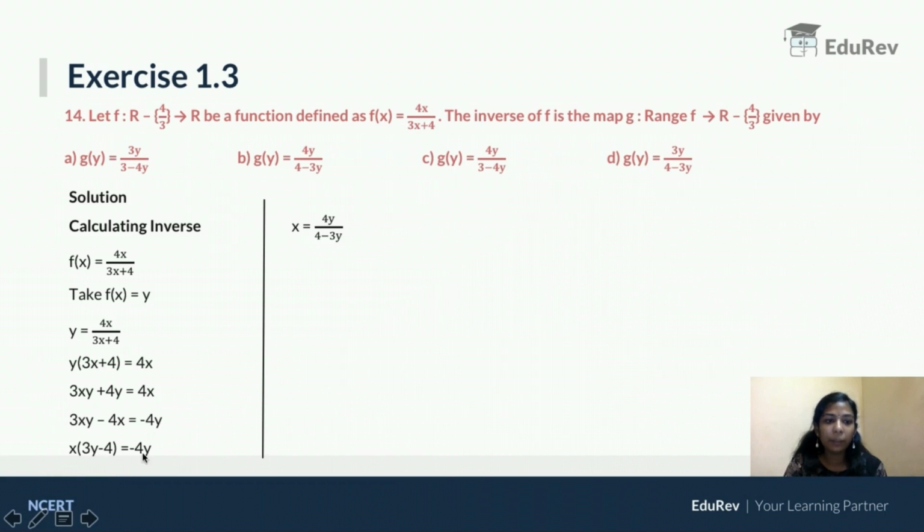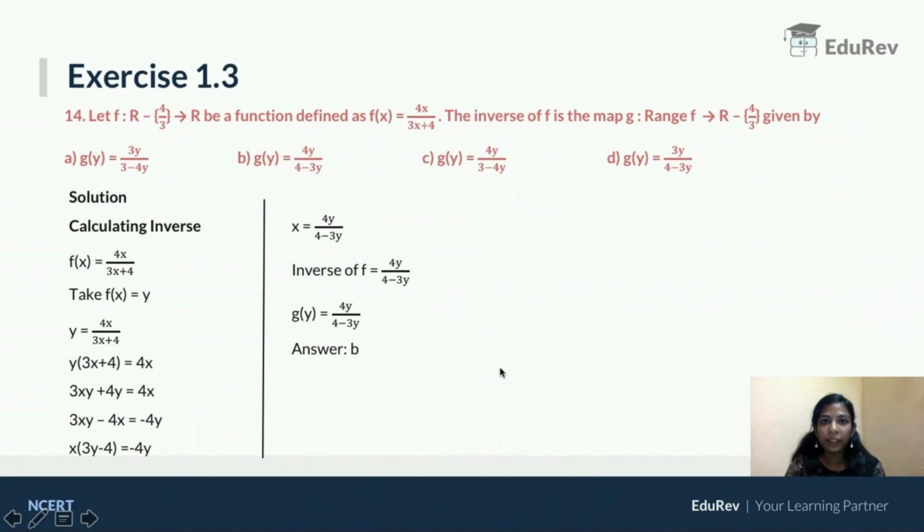They have multiplied with the minus sign for this whole equation. So 4y is x into 4 minus 3y, and x is equal to 4y by 4 minus 3y. So the inverse of f is 4y by 4 minus 3y, and g of y can be written as 4y by 4 minus 3y. Sometimes they'll give it in terms of x. What will be g of x? Simply 4x by 4 minus 3x. That's it. So which option gives me that answer? 4y by 4 minus 3y? Option B. So my answer is option B.